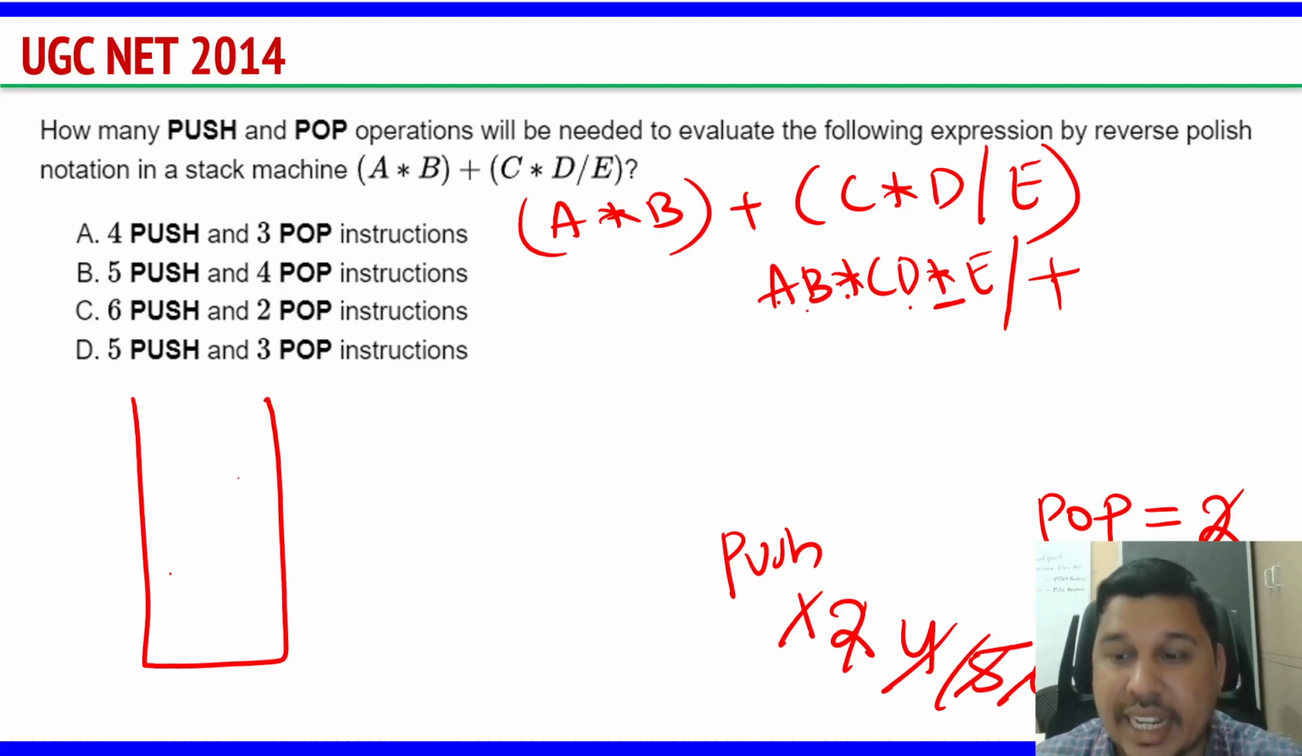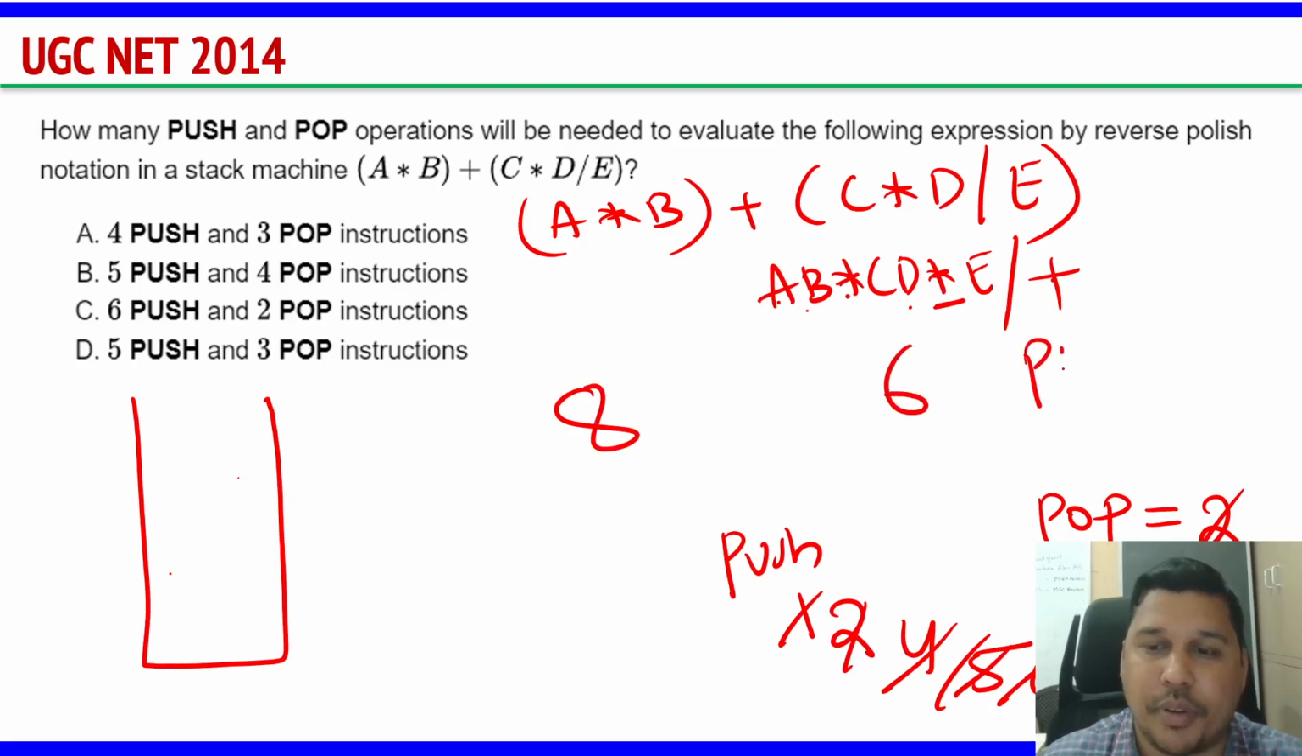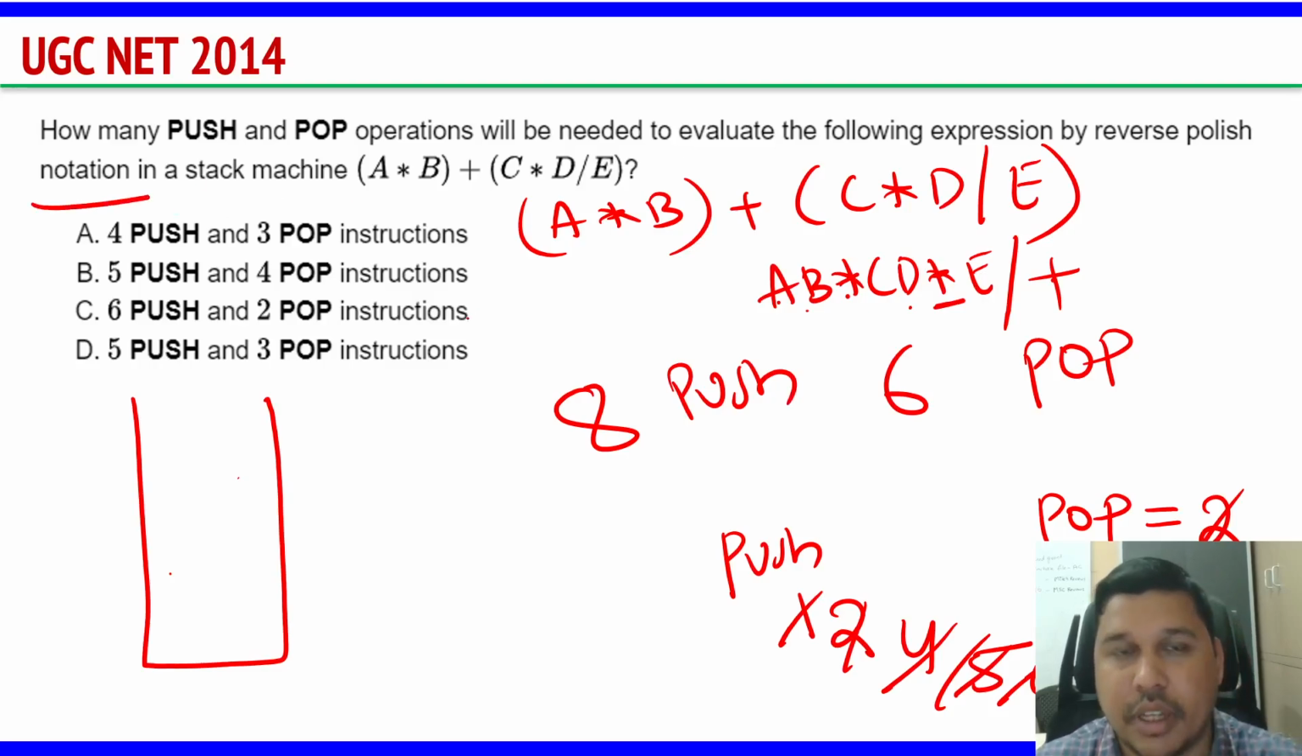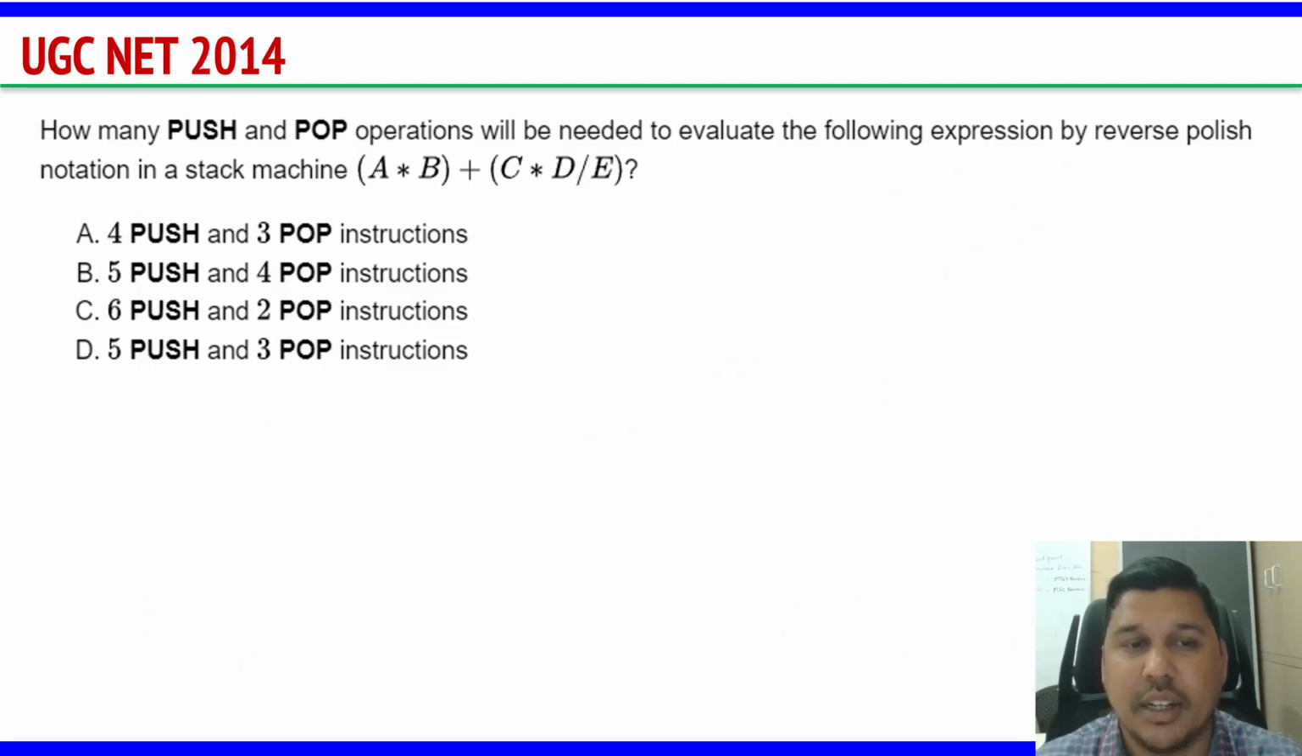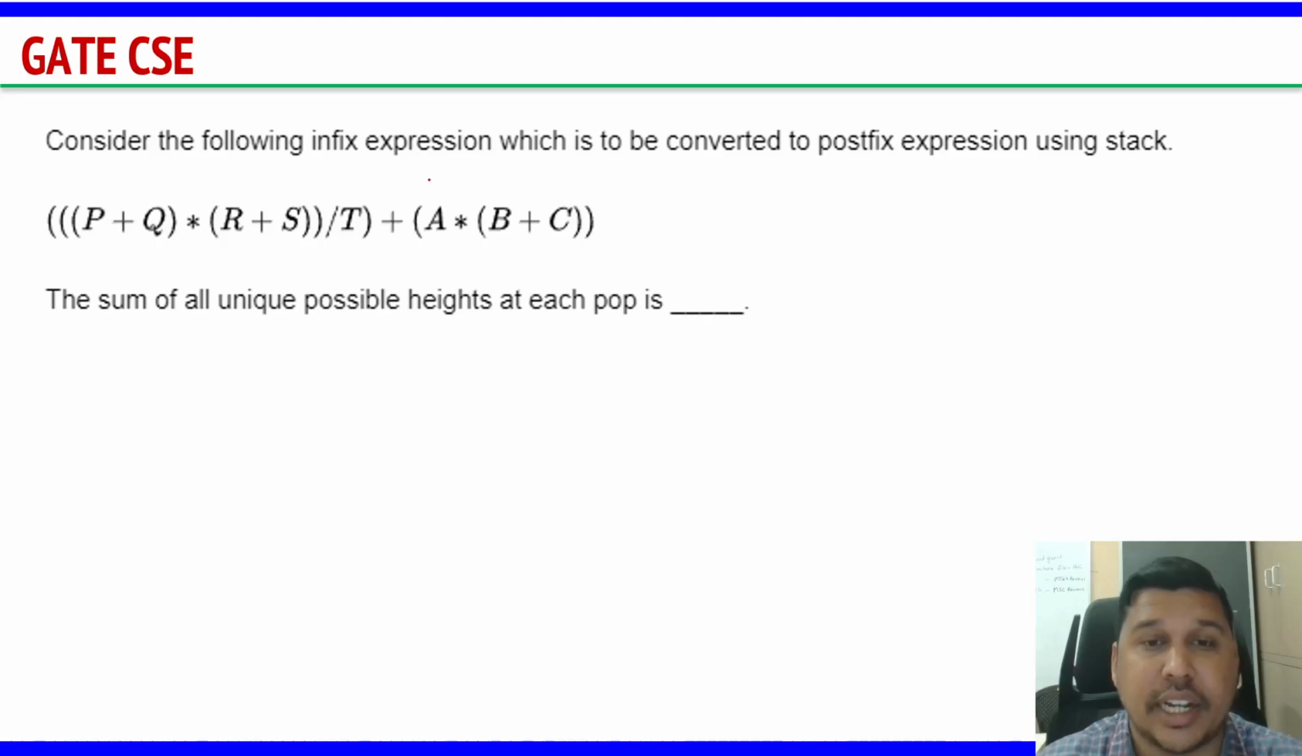We are getting 8 and 6, but none of the answers is matching. Even if you do the exact operation, none of the answers is matching. So for this the answer is 8 push and 6 pop, if you are using the postfix notation to evaluate the expression. So here the options are not matching. That's what is given on the internet. Let's see the next one. The next question is interesting.